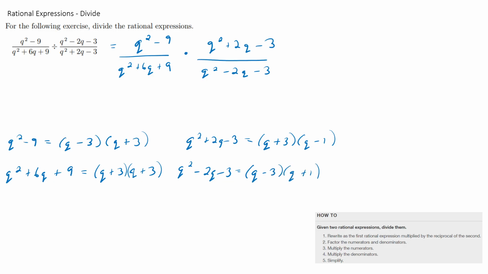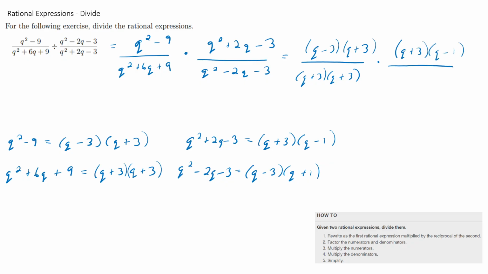All right, so we write this and then we cancel our common factors, right? So I've got my numerator here is going to be q minus 3, q plus 3. The denominator is going to be q plus 3 and q plus 3 times, in my numerator, I've got q plus 3, q minus 1, and in the denominator, I've got q minus 3 and q plus 1.